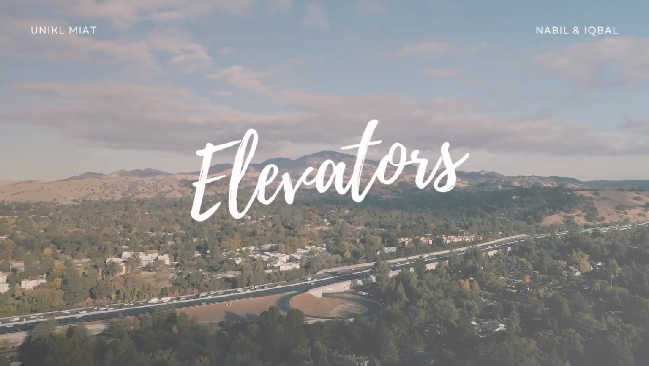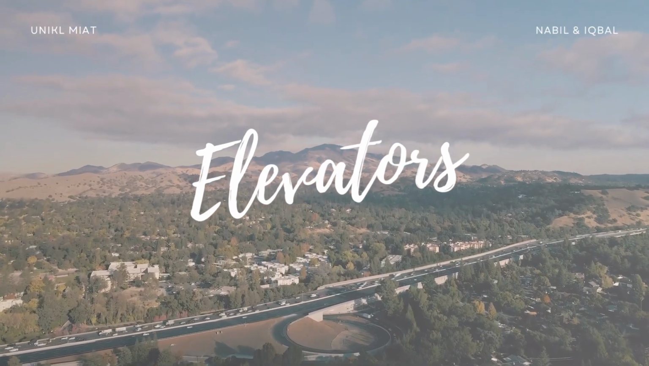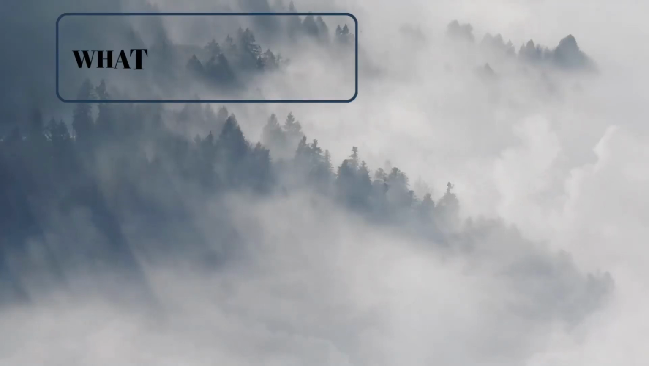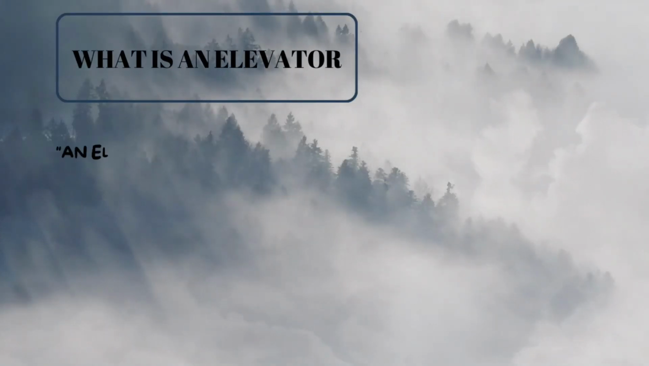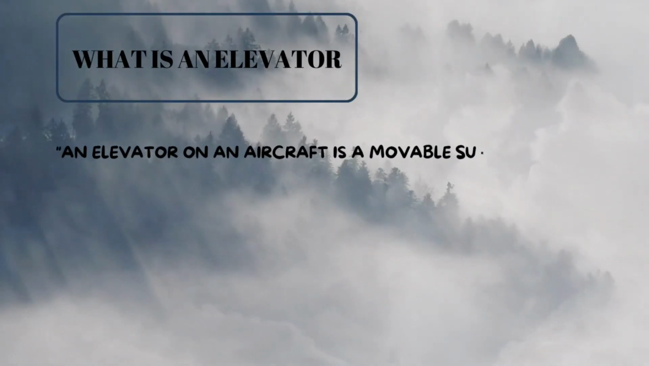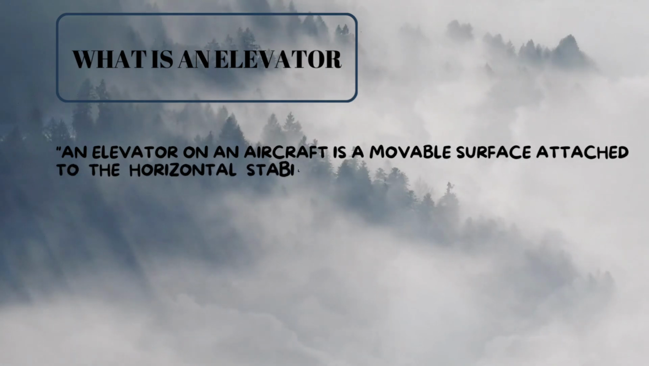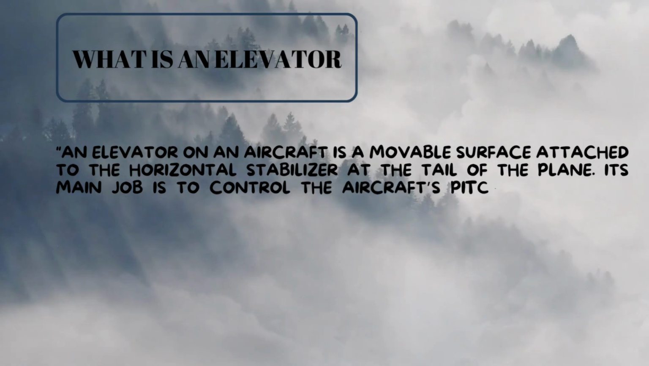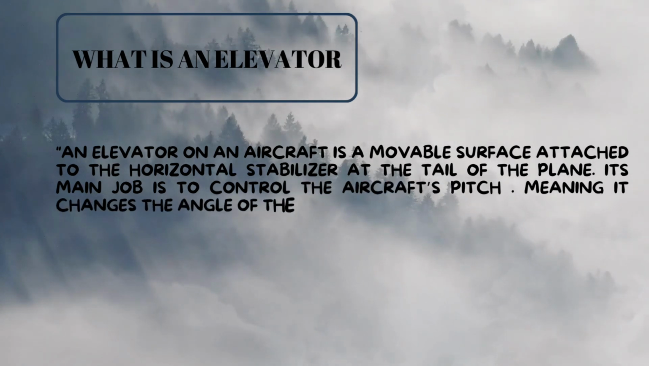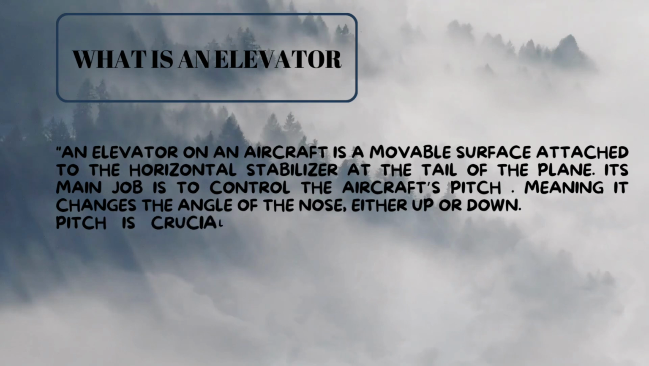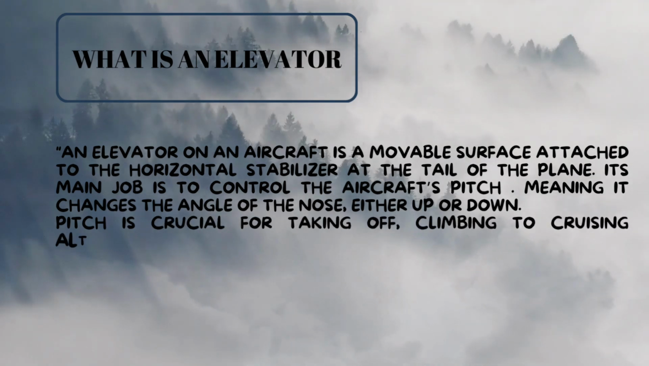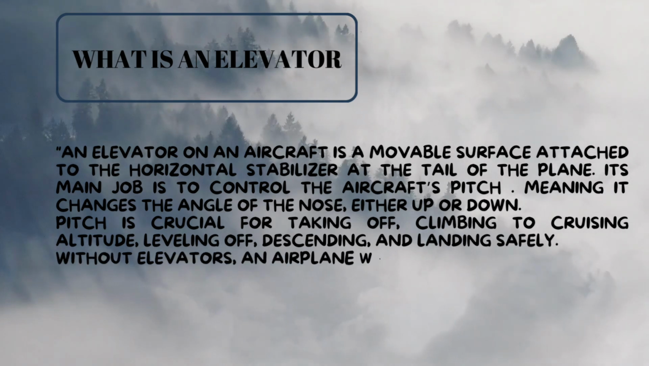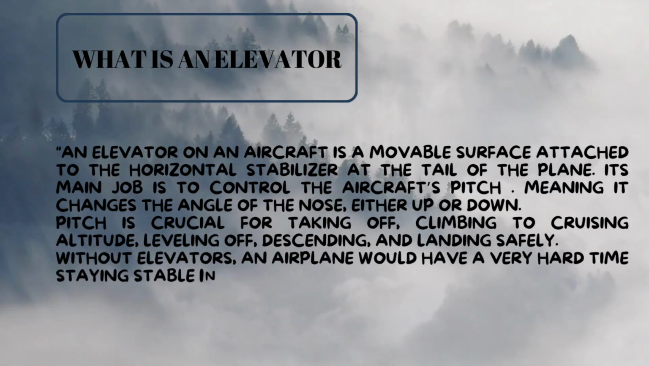Today, we are going to explain about one of the key primary flight control surfaces, the elevator. First of all, what is an elevator? An elevator on an aircraft is a movable surface attached to the horizontal stabilizer at the tail of the plane. Its main job is to control the aircraft's pitch, meaning it changes the angle of the nose, either up or down. Pitch is crucial for taking off, climbing to cruising altitude, leveling off, descending, and landing safely. Without elevators, an airplane would have a very hard time staying stable in flight.